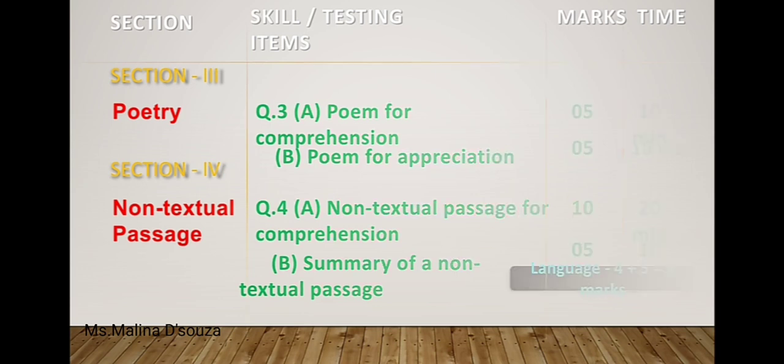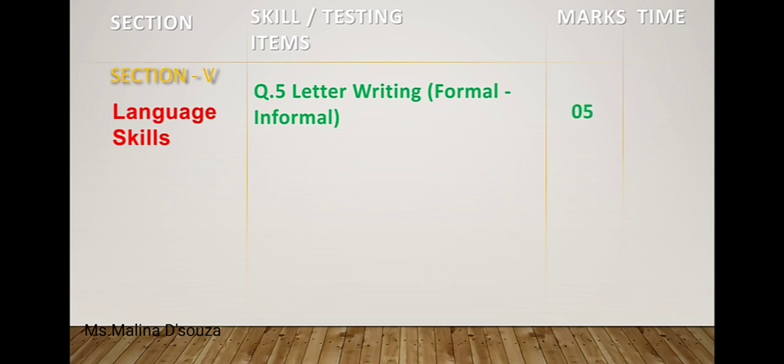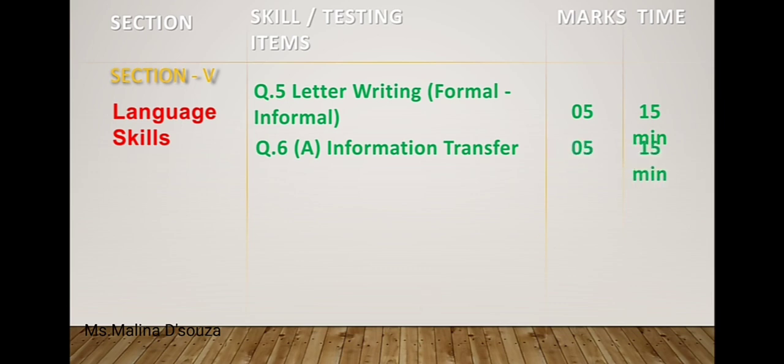Now the next section. Now here in section 5, language skills. The first question is letter writing. So you get a choice between a formal letter and an informal letter for 5 marks and you can complete it within 15 minutes. The next question number 6A is information transfer. This is again for 5 marks and you complete it within 15 minutes.